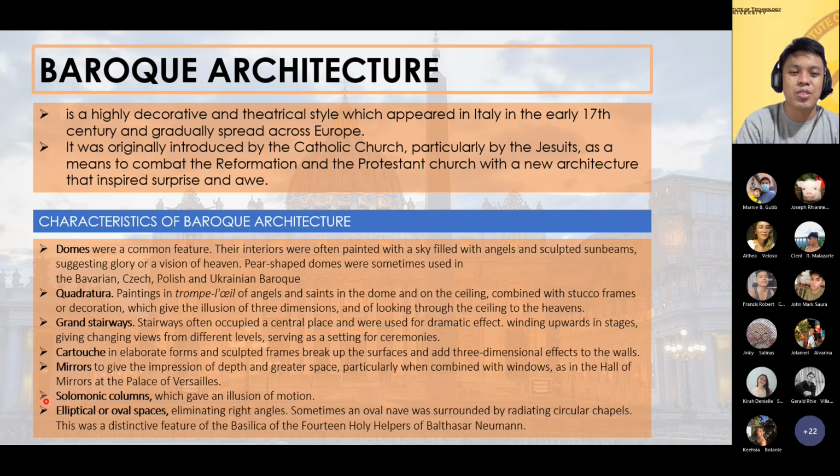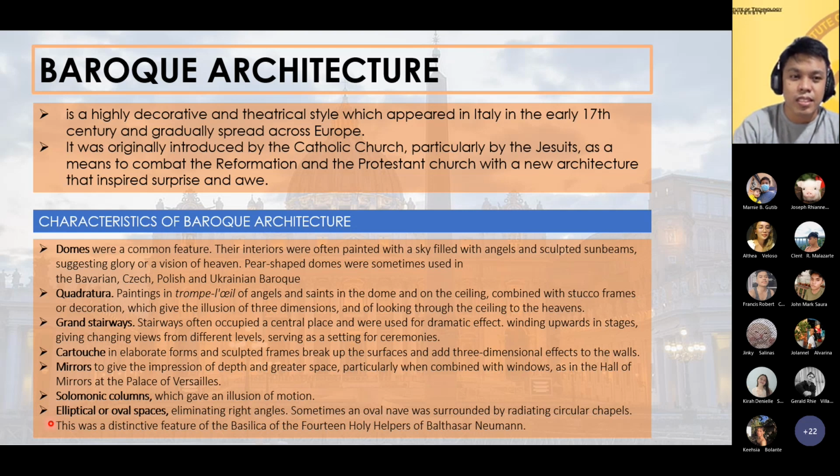Solomonic columns, I don't have a picture of that column, but actually, it looks like, how do you call this in Bisaya? Are you familiar with the bread that is braided? Like, it looks twisted, the bread, how it rises. It looks like that, the Solomonic columns. It looks like braided bread, twisted. And lastly, we have here the elliptical or oval spaces.